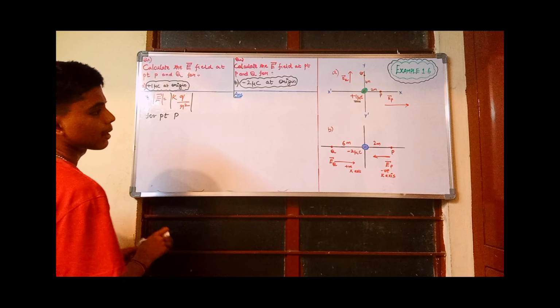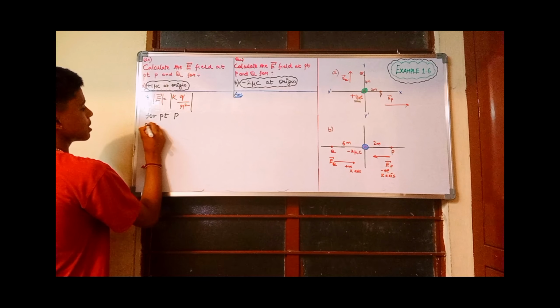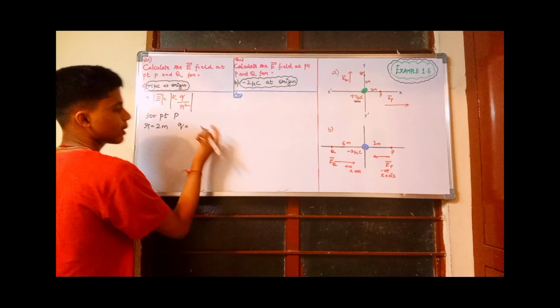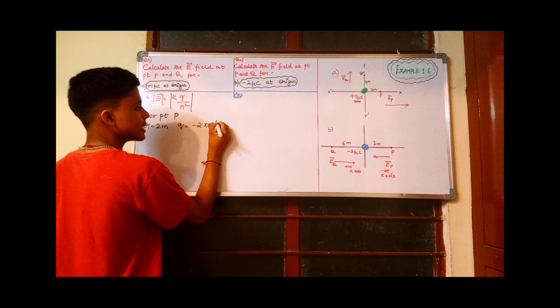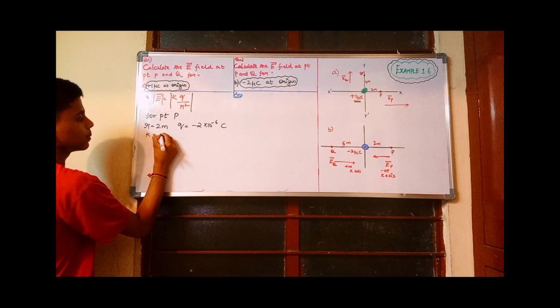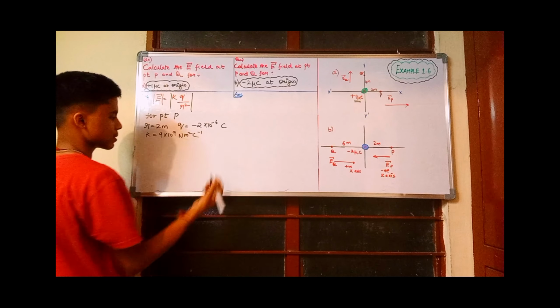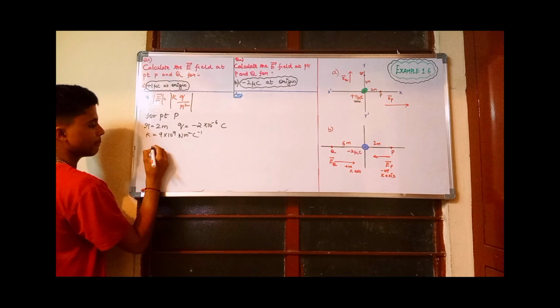For point P, I'm going to use the distance r is equal to 2 meter. The charge is now -2 microcoulomb, which is -2 into 10 power -6 coulomb, and K is equal to 9 into 10 power 9 Newton meter square Coulomb power -1. This is the value. So I'm just going to substitute in the magnitude form.